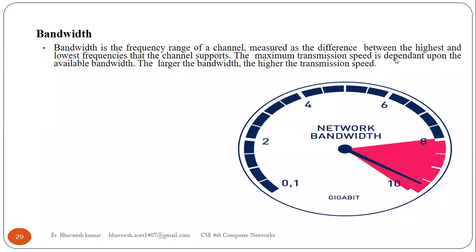The maximum transmission speed is dependent upon the available bandwidth. Your internet speed is dependent upon your available bandwidth. You will see this as an example: a meter is shown where from 8 to 10 there is a range, and that range is your bandwidth. Your data will be transmitted in between that, or your bandwidth speed is in between this.